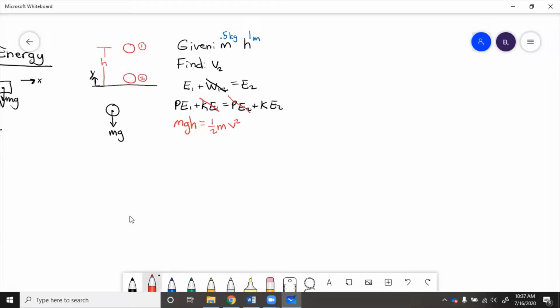Well, if we go back to here, the masses cancel, so it actually doesn't matter what the mass is. And then we get 2gh square root equals v. So that is square root of 2 times 9.81 times 1. So v equals 4.43 meters per second.